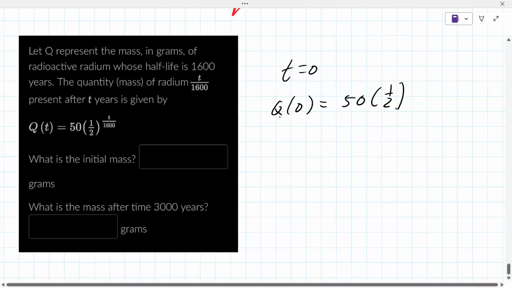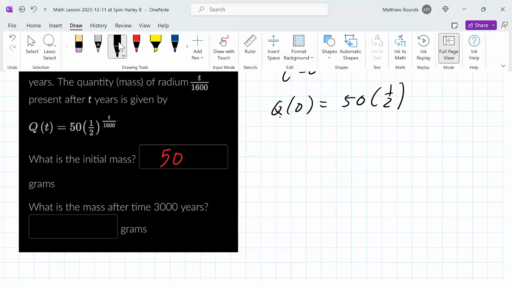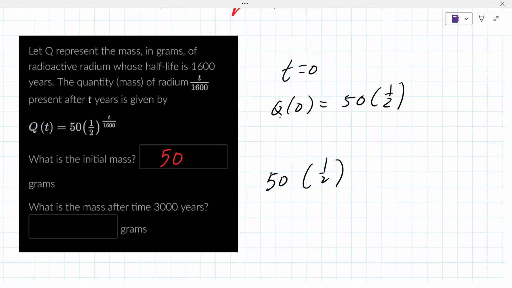Did you get 50 as your initial mass? I did. Good. So to do the next part, you're putting 3,000 in for T. So it's 50 times 1/2, 3,000 over 1,600. I guess this is where it doesn't say to round. There's no way that works out perfectly.